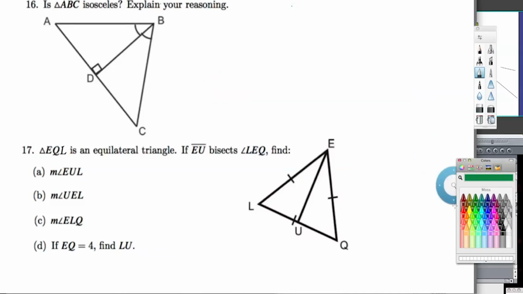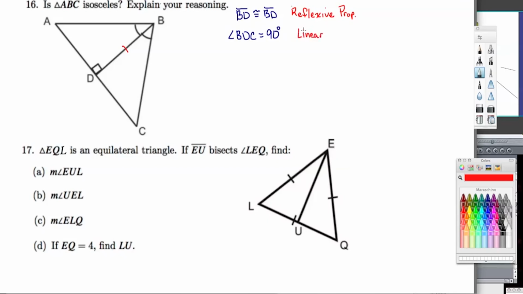Okay, 16: Is triangle ABC isosceles? Explain your reasoning. All right, so we've got segment BD congruent to itself. So why am I doing this? We've got these two triangles, ADB and CDB, that look like we might be able to prove they're congruent. So let's see if we can use a triangle congruence here.